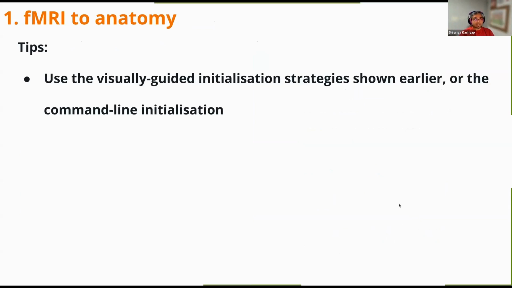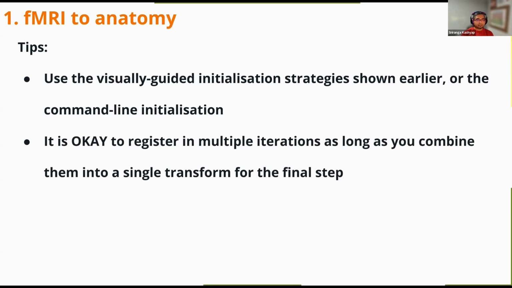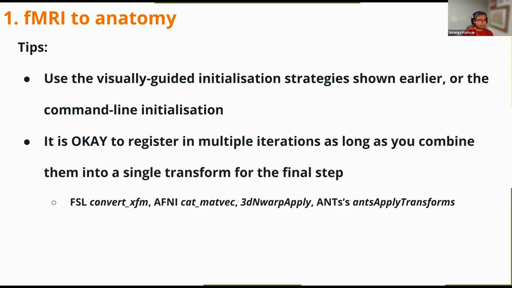Some tips for registering. I'm almost done. I have a couple of slides. fMRI to anatomy, so this is your EPI to T1. Use the visually guided initialization strategies that I've shown, or try to use some command line initialization. Always keep in mind that it's fine to register in multiple iterations, as long as you can combine them into one transform and apply it later in a single step. You can use many tools for this: convert_xfm, AFNI's tools, and the Python libraries that I showed earlier.